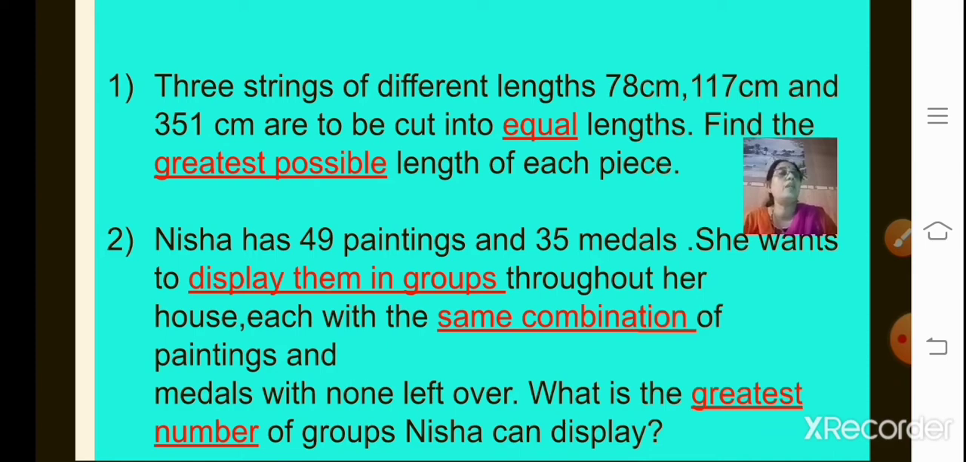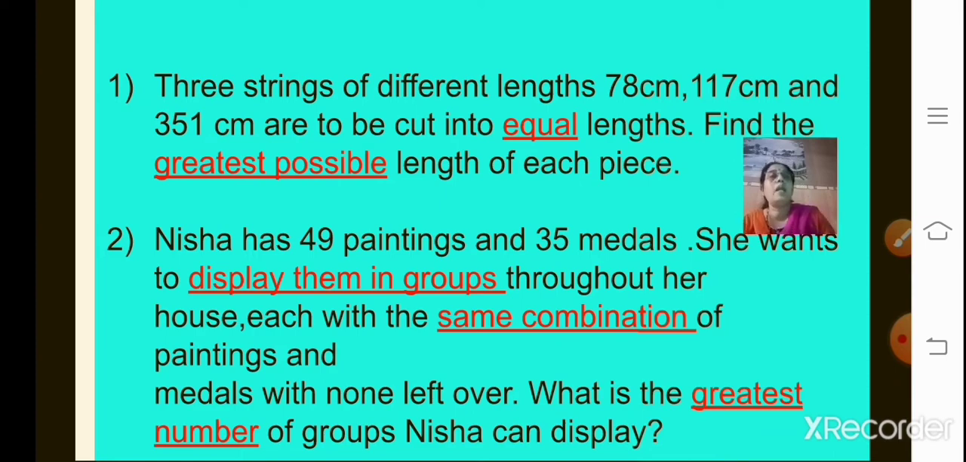Again the next keyword, that is find the greatest possible length of each piece. Now HCF is what? That is finding the highest common factor. So the keyword greatest possible also tells us that this type of question is an HCF type of question. That is you have to find the HCF of three numbers.